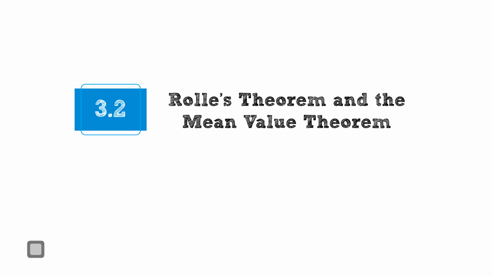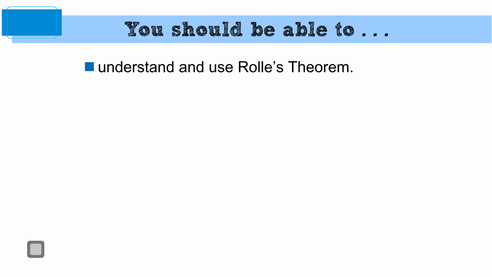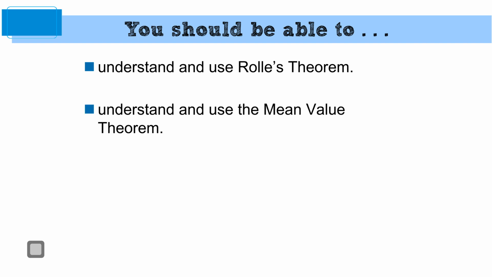I believe his first name was Michel. Michel Rolle was a French mathematician, and he came up with a theorem. Oh yeah, I forgot. Okay, hold on. We're going to do Rolle's theorem. Then we're going to do the mean value theorem.